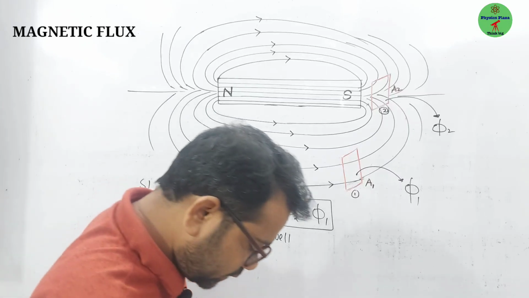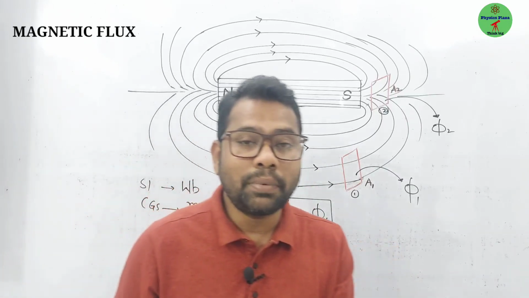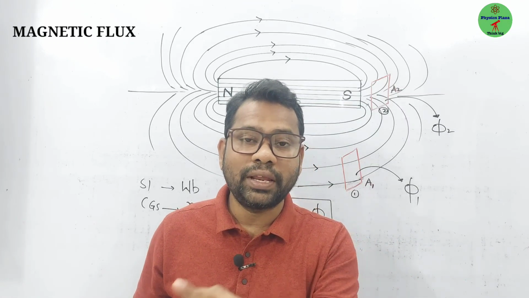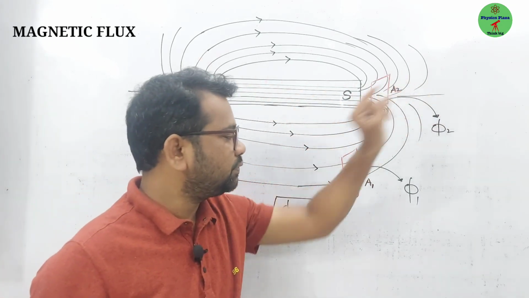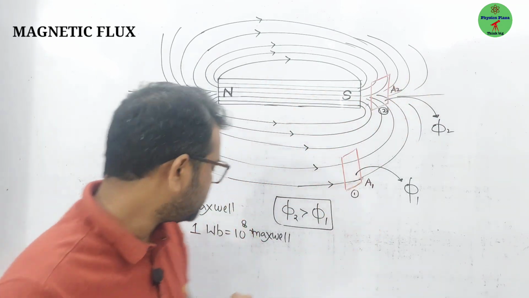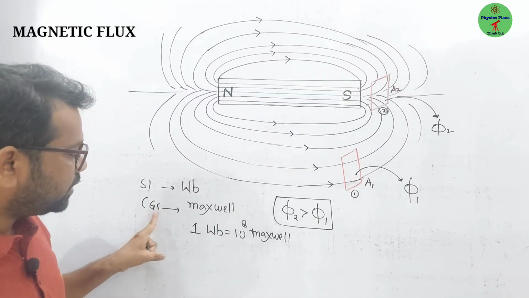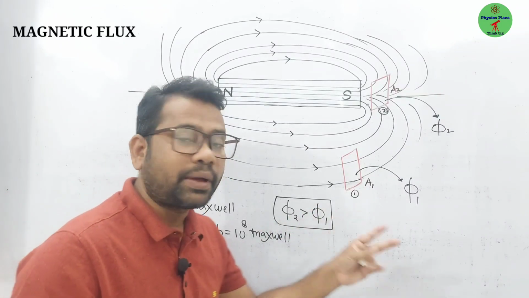Children, what is the magnetic flux? It's very important. The number of magnetic field lines which are passing per unit normal area is called magnetic flux. So more the number of field lines, more the magnetic flux; less the number of field lines, less the magnetic flux. The SI unit of magnetic flux is Weber and the CGS unit of magnetic flux is Maxwell. 1 Weber is equal to 10 power 8 Maxwell.